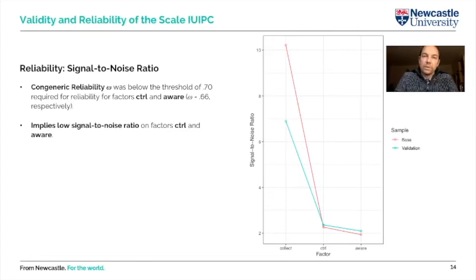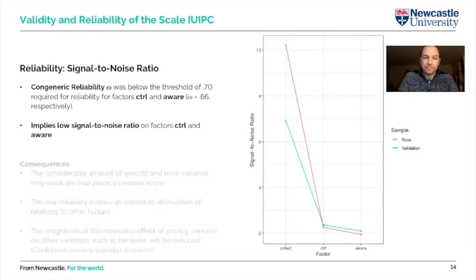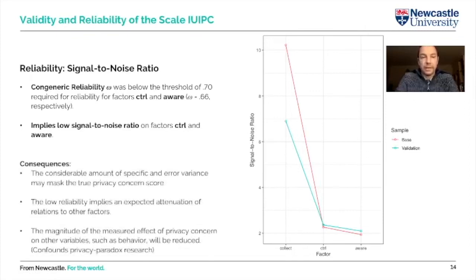Now, this also implies that we have a low signal-to-noise ratio for these two factors, and that causes some problems. What you see in this graph over here is the signal-to-noise ratio for the different factors, and what I'm pointing at on the left-hand side here is the signal-to-noise ratio for the factor collection, which is actually doing quite well. However, for the factors control and awareness, the signal-to-noise ratio drops considerably, and that can cause problems. The consequences are as follows.